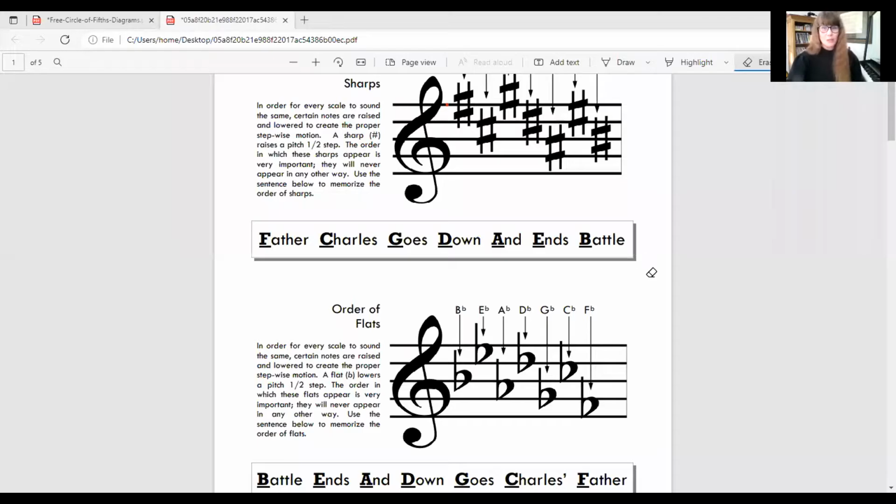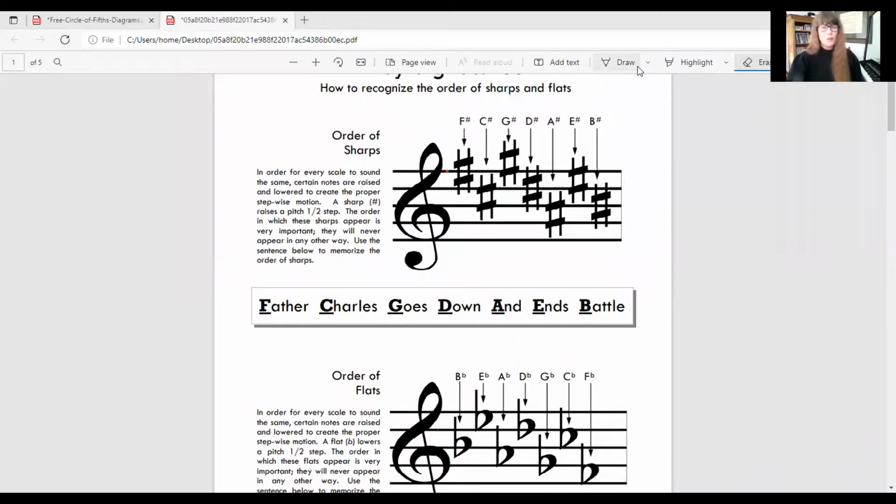What if you don't have your circle of fifths memorized? How can we figure out how many sharps or flats to write? And how do we draw them in? So here's another valuable chart. One sentence I highly recommend you memorizing as a theory student is, Father Charles goes down and ends battle. This shows the names of all of the sharps that we have. They're underlined, F, C, G, D, A, E, B. And it also shows up here the order that we draw those sharps in.